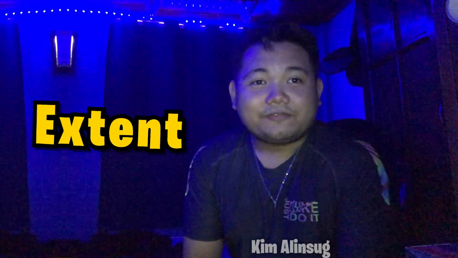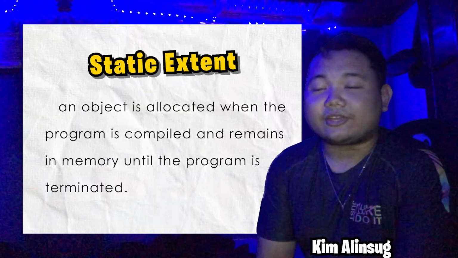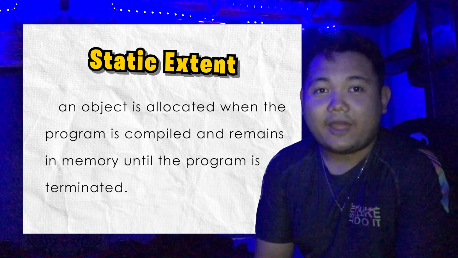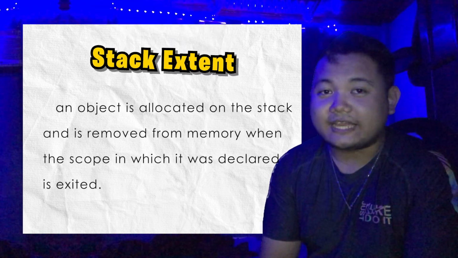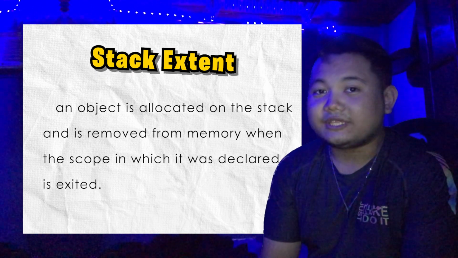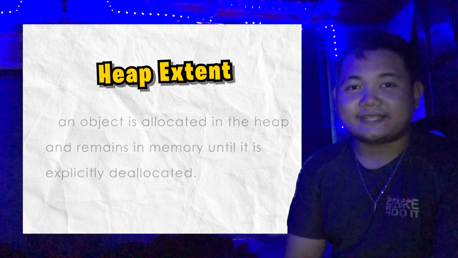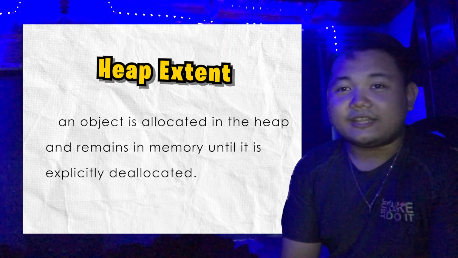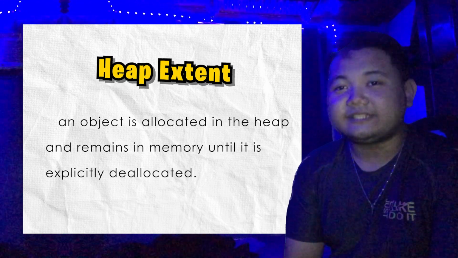Extent refers to the lifetime of an object. In static extent, an object is allocated when the program is compiled and remains in memory until the program is terminated. In stack extent, an object is allocated on the stack and is removed from memory when the scope in which it was declared is exited. In heap extent, an object is allocated in the heap and remains in memory until it is explicitly deallocated.